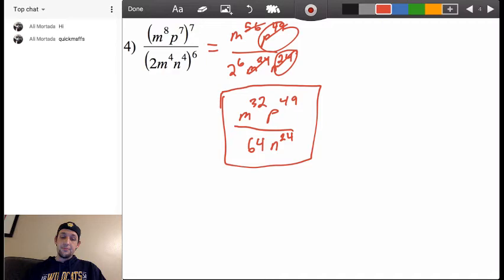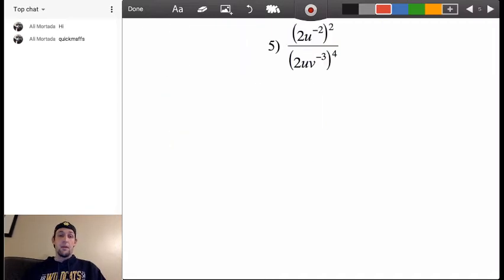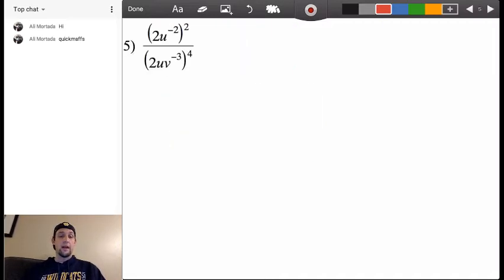Okay. Now, on 5 is basically where I want you to start practicing working in 2 different formats. So I'll show you the 2 different formats that you can give as an answer here. Before we can even worry about any of that, we want to distribute our exponent.